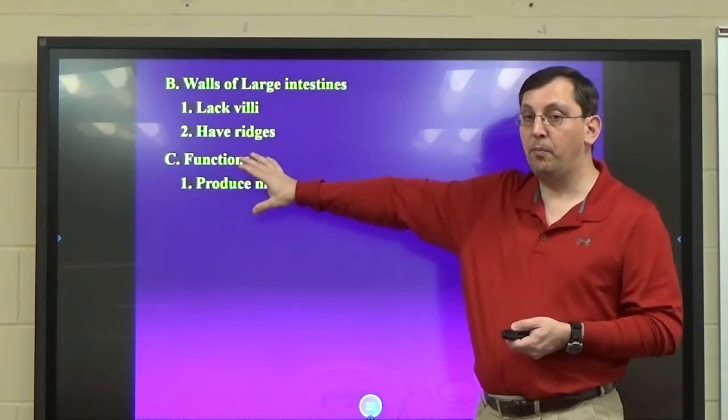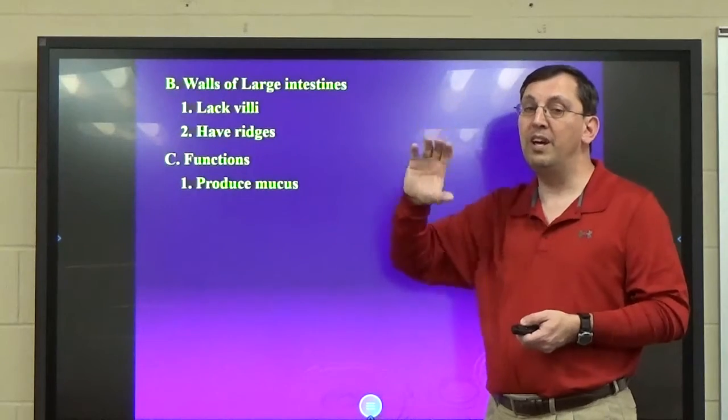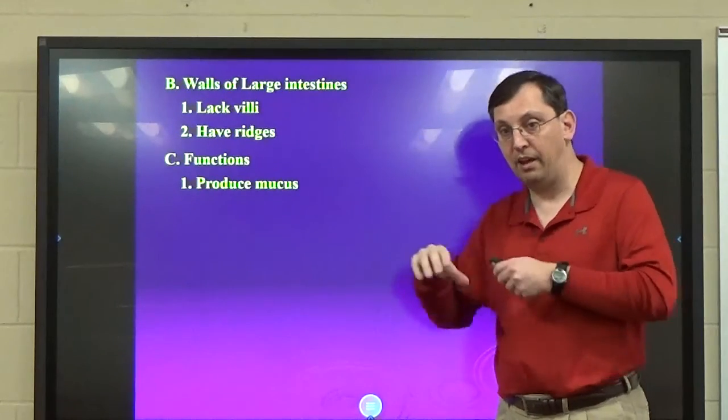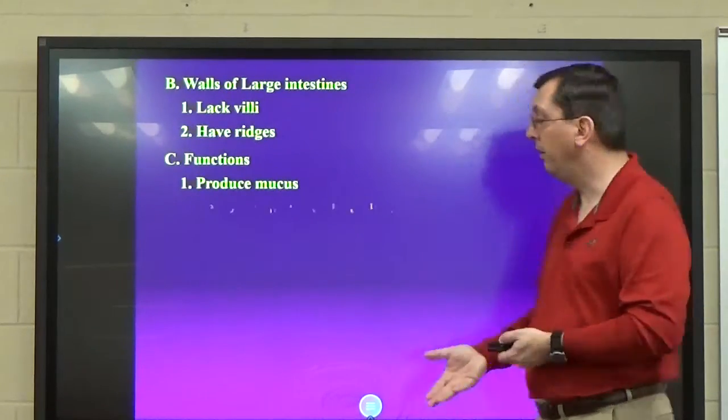Mucus is going to be used for a couple purposes. One, for lubrication. Two, it's going to help hold together all the waste products, allowing them to be pushed out as a solid group.